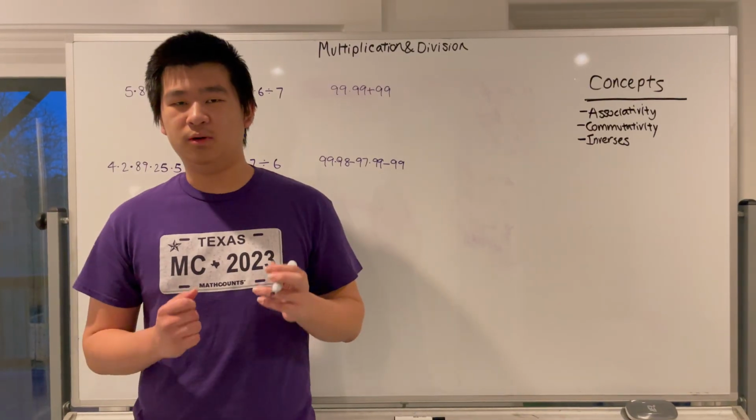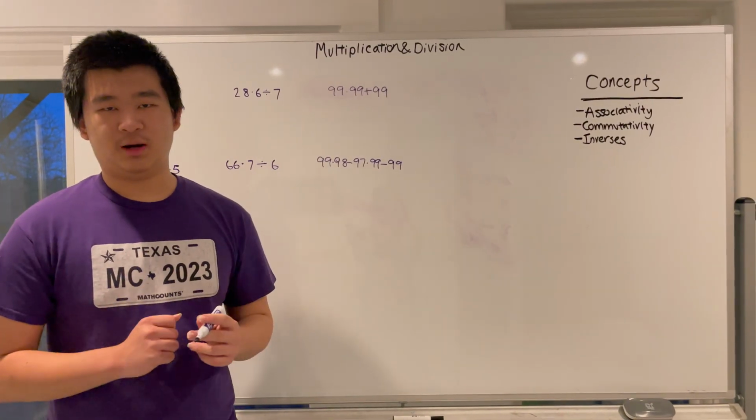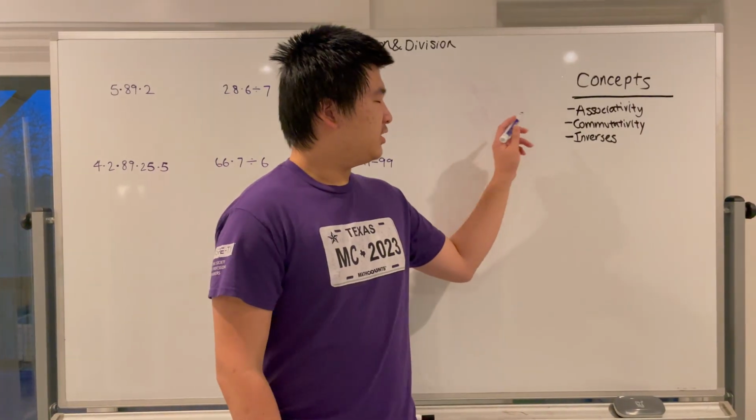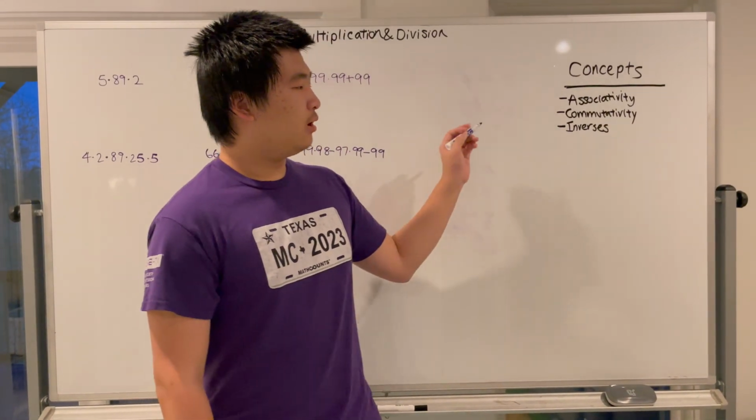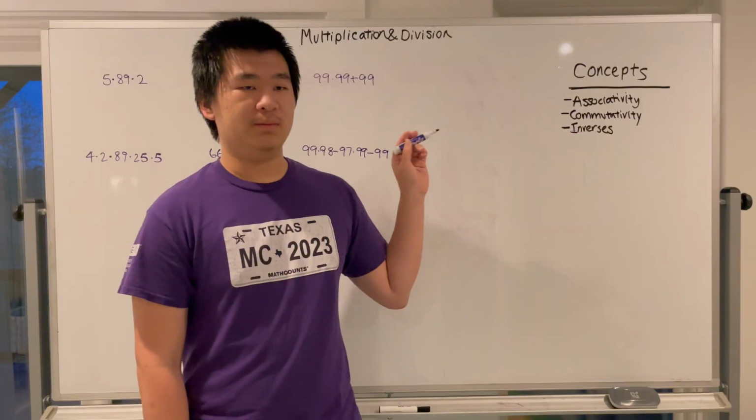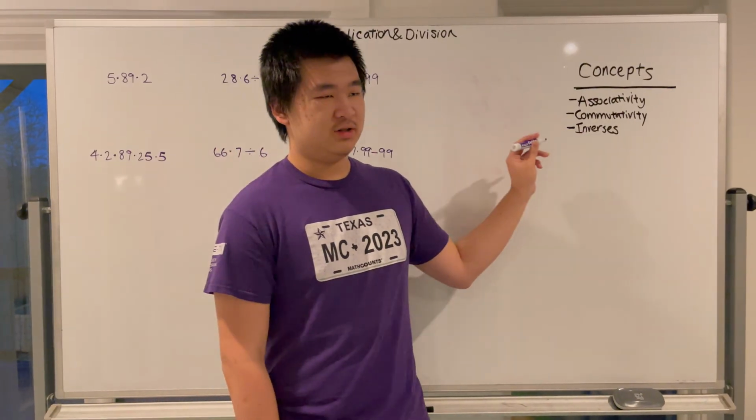So to first understand multiplication and division, you have to understand the properties. And to do that, I listed out these three right here. Now you probably already know associativity and commutativity from addition. So I would like to talk about inverses first.